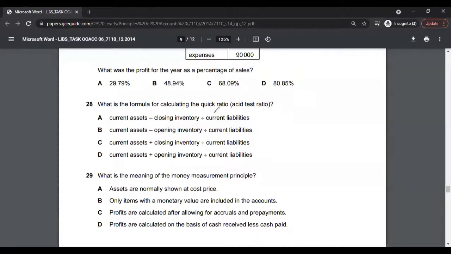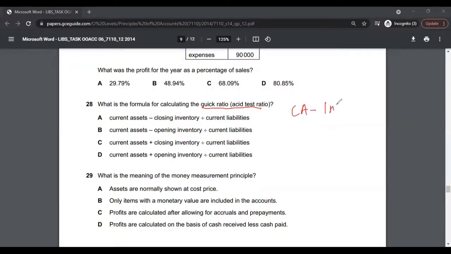Multiple choice 28. What is the formula for calculating quick ratio? The formula for calculating quick ratio is current assets minus inventory over current liabilities. So it's not plus, and you can eliminate option C and D. Now you're down to 50-50. You need to decide between closing and opening. The numbers come from the balance sheet. Balance sheet is prepared using the closing balances. Therefore, it's closing inventory. The answer to multiple choice 28 is option A.